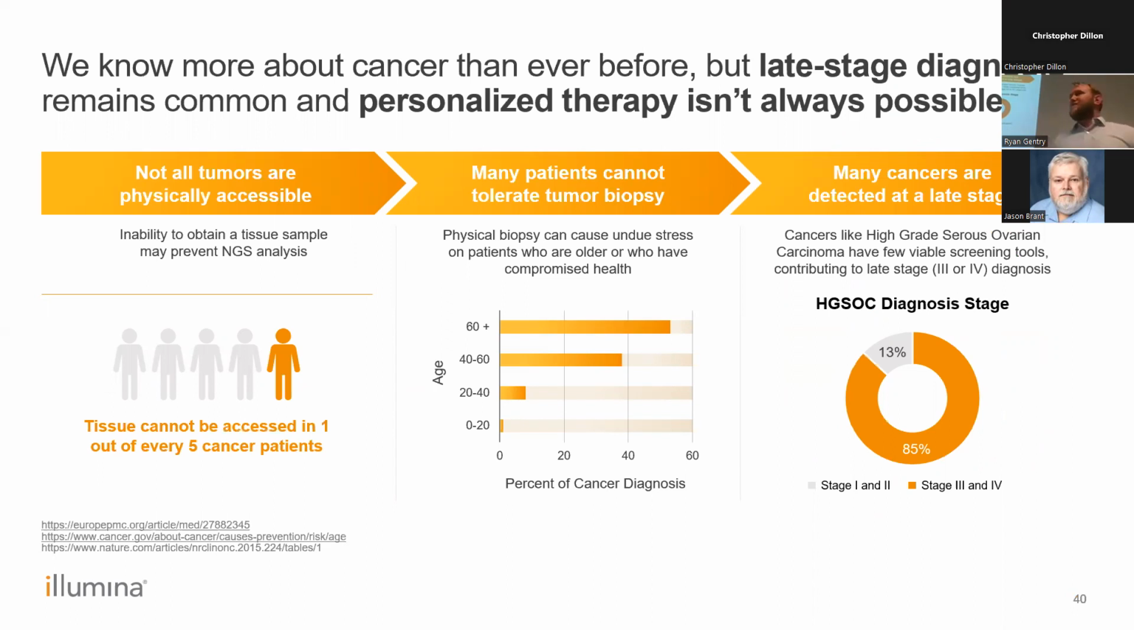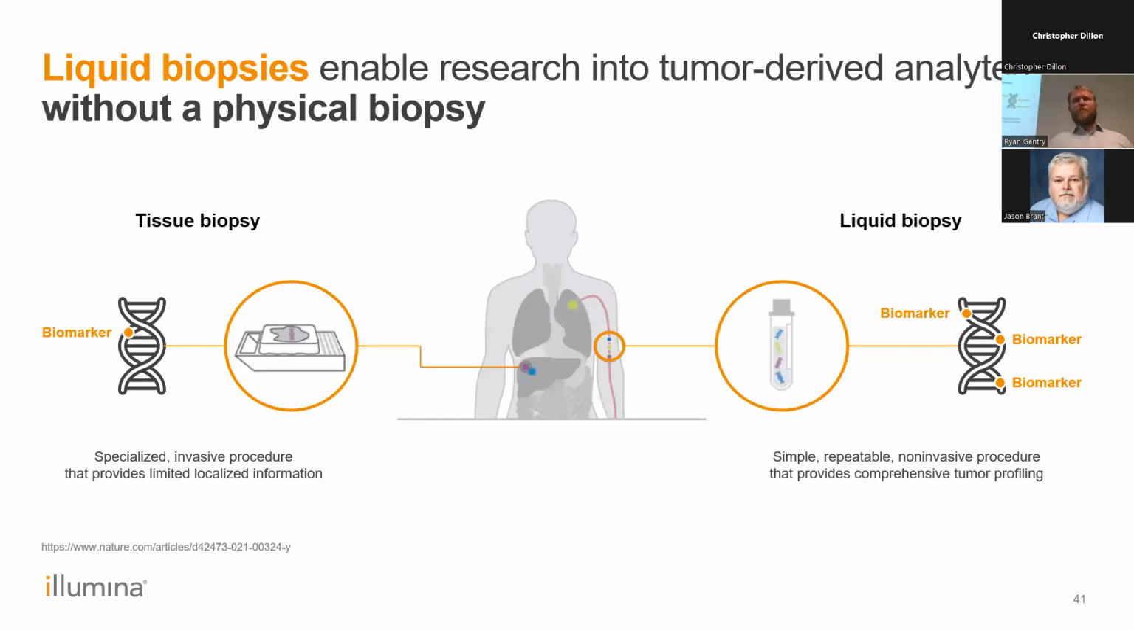If they're not physically accessible, we need to find another way to identify those tumors and to identify markers for those tumors specifically. Many patients cannot tolerate tumor biopsy, and sometimes tumors aren't large enough to get all the tumor. As well, many cancers are detected at a late stage where there's not a great chance of prognosis. And so the way we're going to do that is using liquid biopsy instead of tissue.